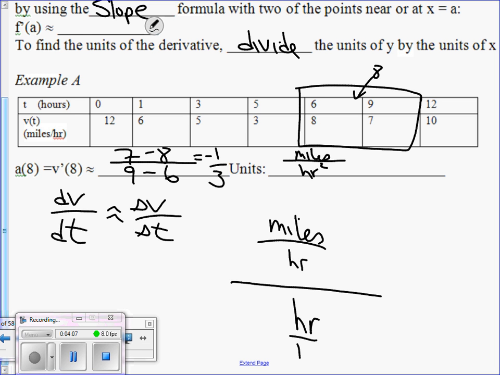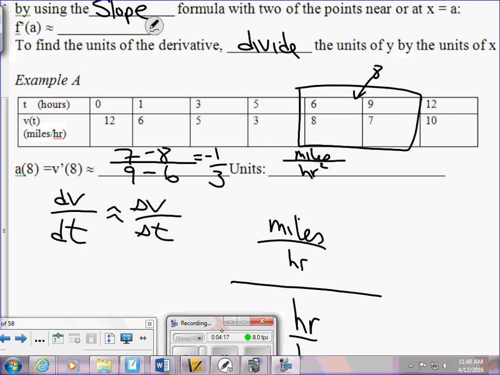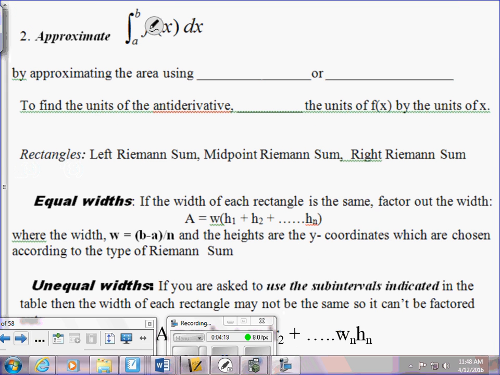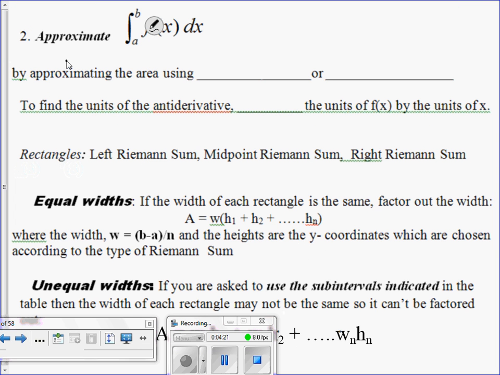So that's the first thing you've got to do. You've got to be able to approximate everything with table problems. It's approximate. The next thing you want to be able to approximate is the definite integral. If you're asked to approximate the definite integral, there are only 2 shapes we've ever worked with to approximate the area under the curve. What are those 2 shapes we've worked with? Trapezoids and rectangles.